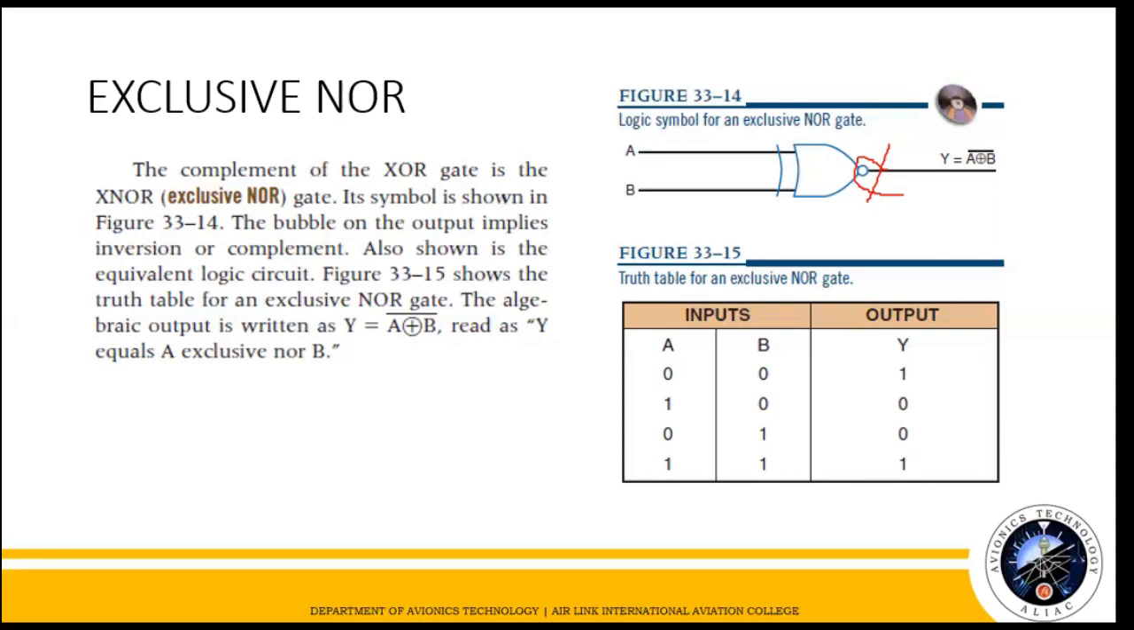So, ang kinakalabasan niyan, read if A and B is the same. Okay? Pag A and B is the same. Kaya dito, A, B, same sila 0, output ay 1. Then A, B, same sila ng 1, output niya ay 1.